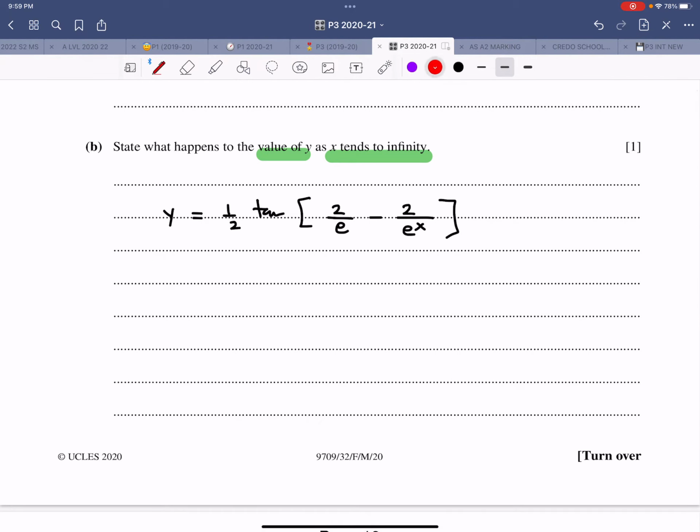If x goes to infinity, this whole thing becomes infinite. When this whole thing becomes infinite, this whole thing becomes 0. So therefore the value of y is half tangent of 2 over e. That is the answer for this particular part. And leave the answer as it is. Exact form is perfectly fine.